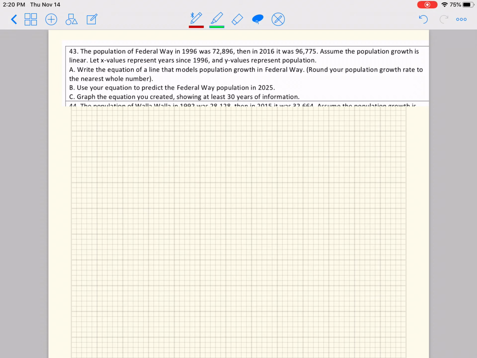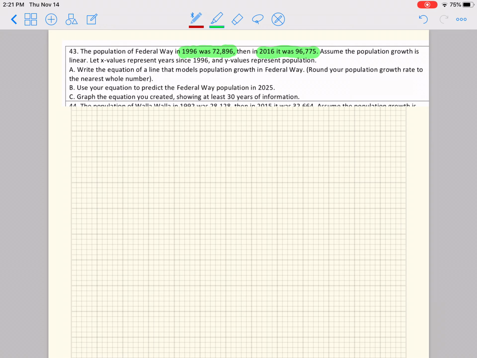Okay, so here we have an application. We've got the population of Federal Way in 1996 was 72,896, and then in 2016 it was 96,775. We're going to assume that it's linear. It was approximately linear. And we'll let the x values represent years since 1996, and y values represent the population.